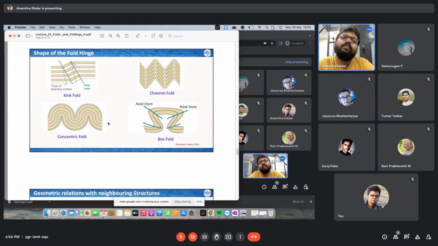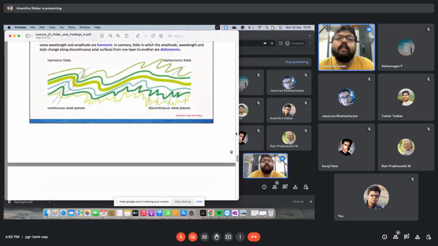Consecutive folds don't have a limb portion. So this is a hinge portion, then another hinge portion, then another hinge portion, like that. And a box fold is more like this fan fold, as I just said. So it has two axial traces, two hinges, like those things, right?